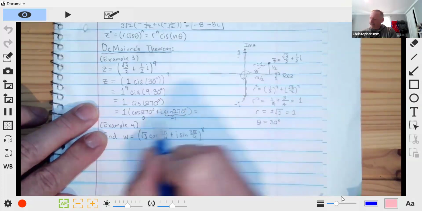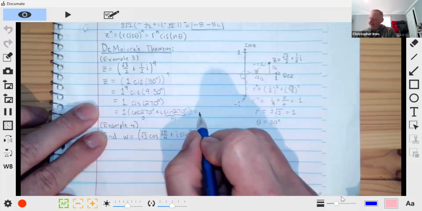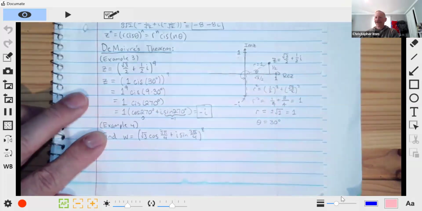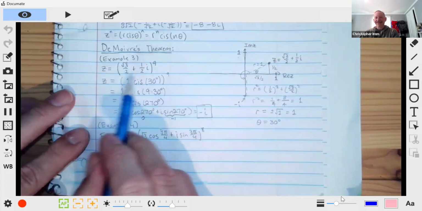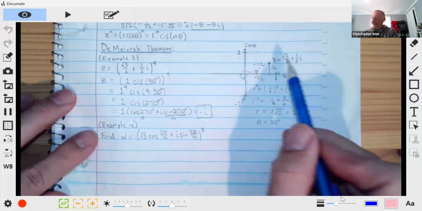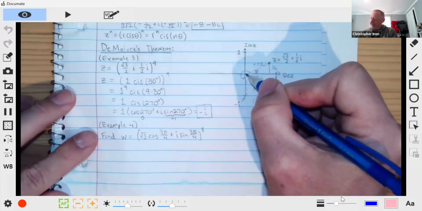So we have one times zero plus negative i, which is going to give us a negative i. I think that is so cool that we didn't have to multiply this out nine times. Saved us so much time. But you can see what's happening here. The modulus really isn't changing, but the angle is just advancing through.